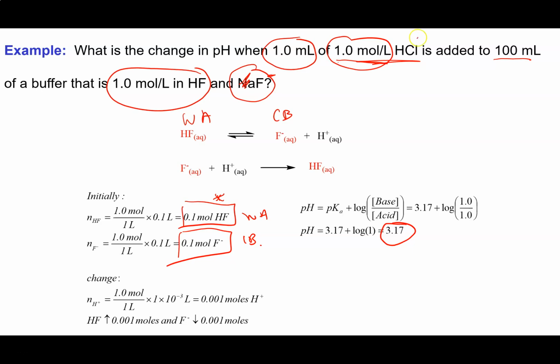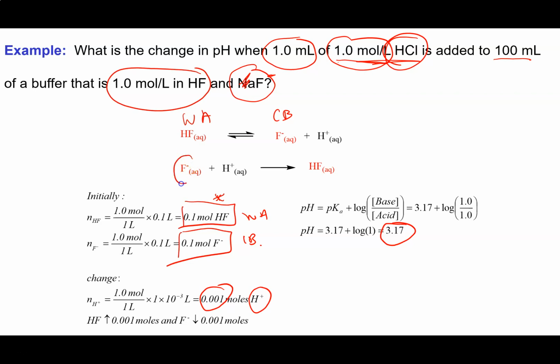So what's my change? Well, I'm going to be adding this strong acid, right? And I'm going to add 1 mL of it. So what I want to do is figure out how many moles of this acid I'm adding. The concentration of the strong acid was 1 mole per liter. The volume that I'm adding is 1 milliliter, or 1 times 10 to the minus 3 liters. So I'm adding 0.001 moles of acid.